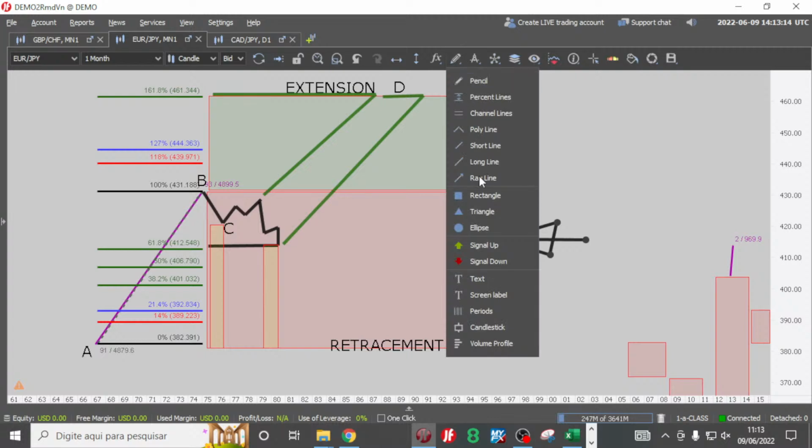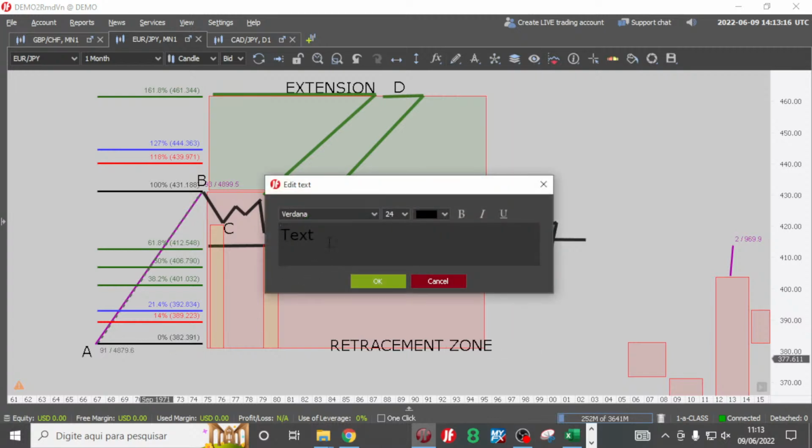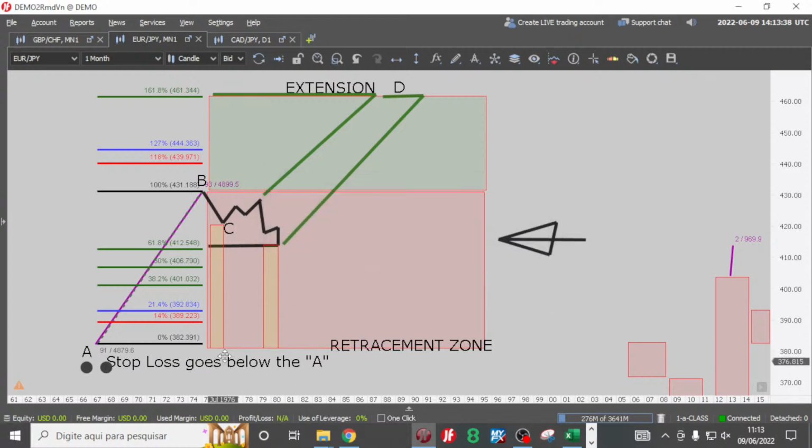Okay? And talking about the original Fibonacci, the stop loss goes below the A, below the capital A. Stop loss goes below the capital A. So this is the stop loss level. This is why the risk reward ratio is like this.